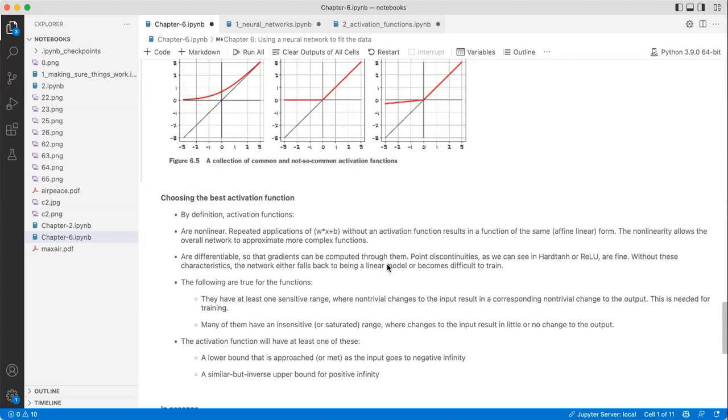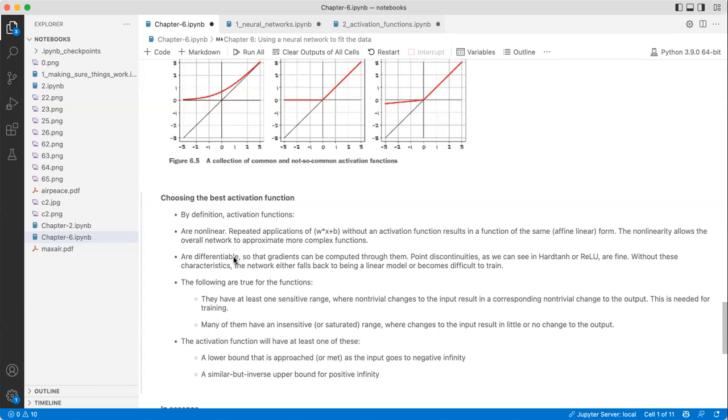There is no hard or fixed rule to decide which activation function to choose, but some important points are: all activation functions are non-linear. Repeated applications of linear operations without an activation function result in a function that is still linear. The values may change, but it's generally still linear. So nonlinearity allows the overall network to approximate more complex functions. The data doesn't have to fit on one specific linear line, so it's more powerful and allows us to approximate more complex functions.